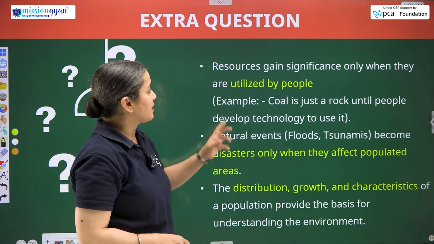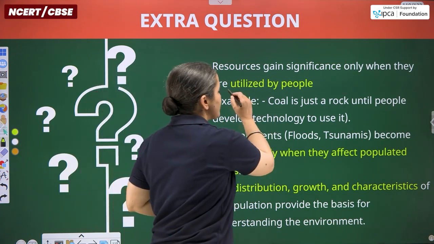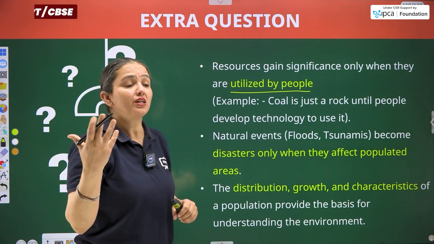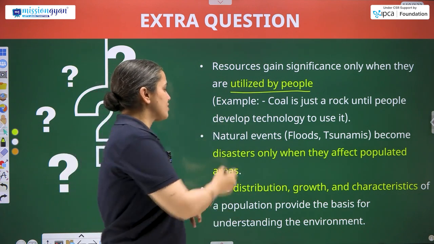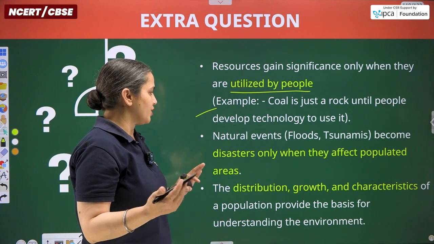Along with that, resources gain significance only when they are utilized by people, when they satisfy human needs. For example, coal was discussed, and I don't want to repeat that once again. It is already there.